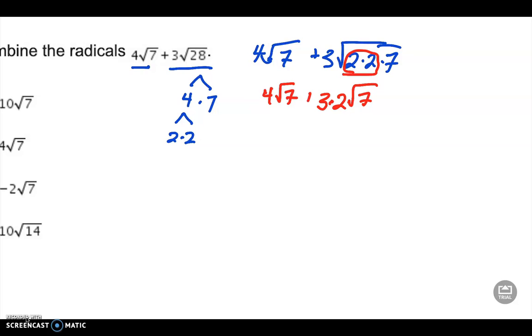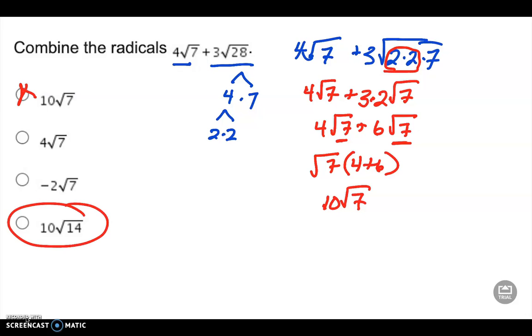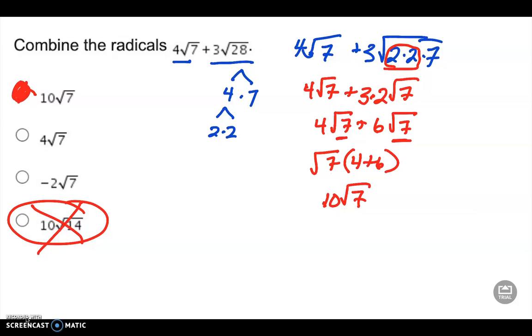So now I have 4 radical 7 plus 3 times 2. So this is 4 plus 6. Now when we're doing this, the 7 is the same. So we're going to distribute that 4 plus 6. And so 4 plus 6 is 10, and then we still have our radical 7. So it would be this. We do not add what's underneath the radical. That's the term that is like.